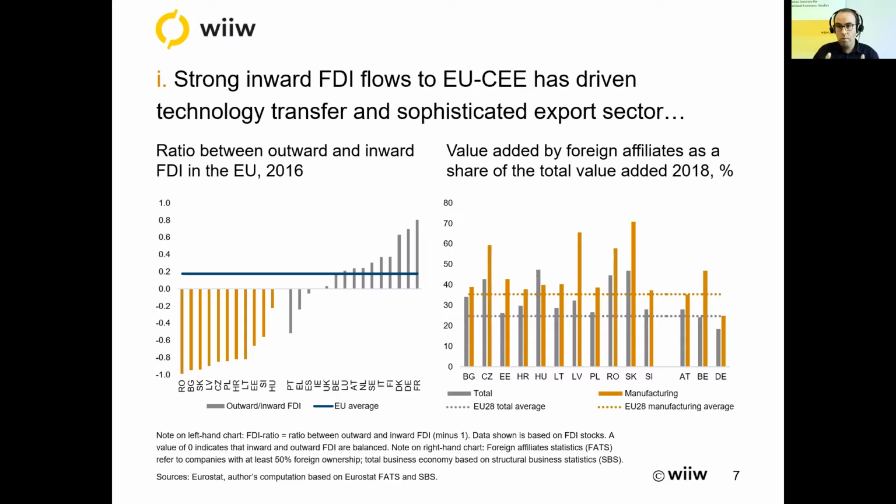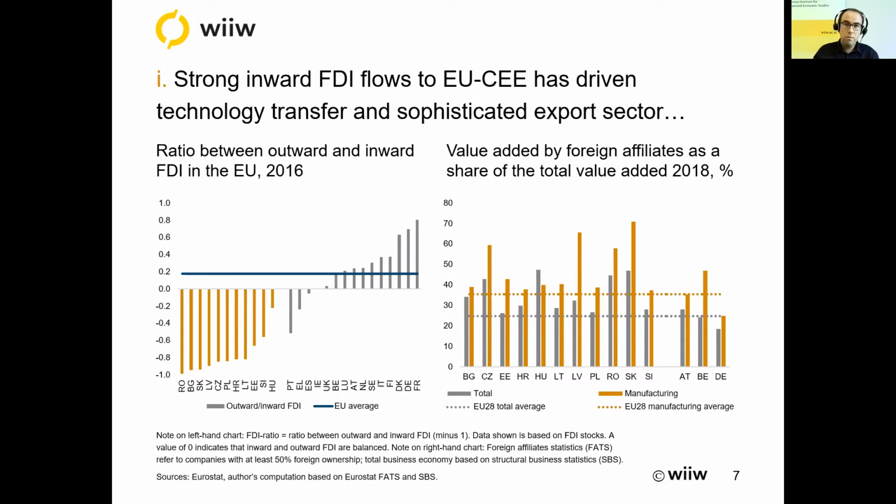outward FDI. -1 is no outward FDI, +1 is no inward FDI. The orange are the Central and Eastern European countries, the gray bars are Western European countries. So you can see very clearly the region's member states are very reliant on FDI and don't have very much outward FDI. Interestingly, less so for Hungary than the other countries, but Hungary also is a negative on this chart.